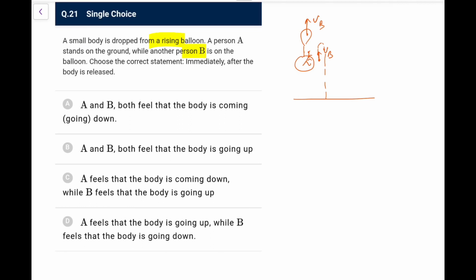So A and B both feel that the body is coming down. No. For the person on the ground, the body first goes up. So A feels the body is coming down, B feels the body is going up. Initially for the ground person, it seems the body is going up, and for the balloon one, it will straight away go down because of the gravitational acceleration. So go for option D. Very good question. It is just asking what happens when it is just released. It is written immediately after the release.